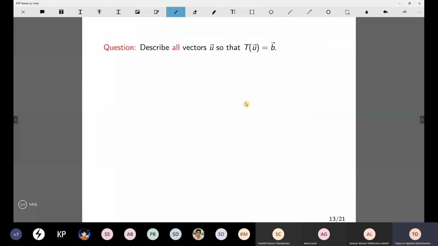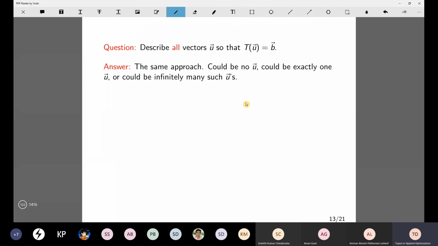Okay. Describe all the vectors u so that T(u) is equal to b. This is like asking for all possible solutions.